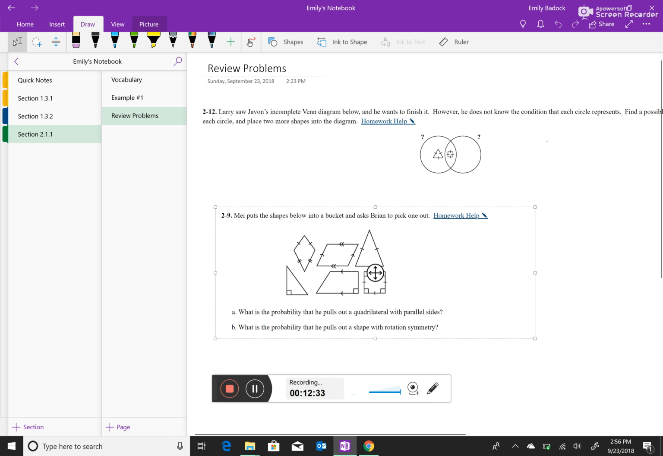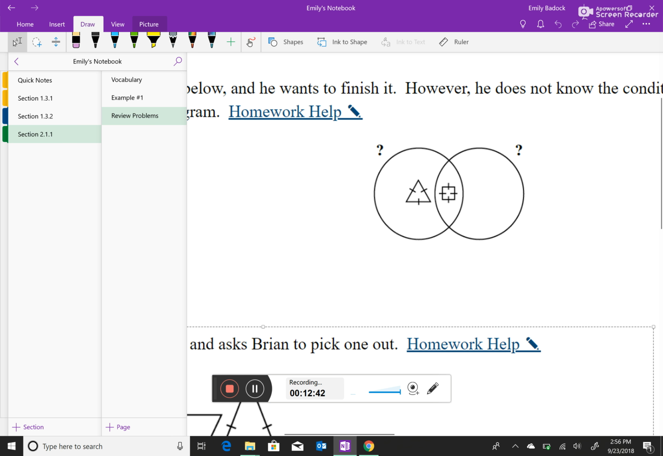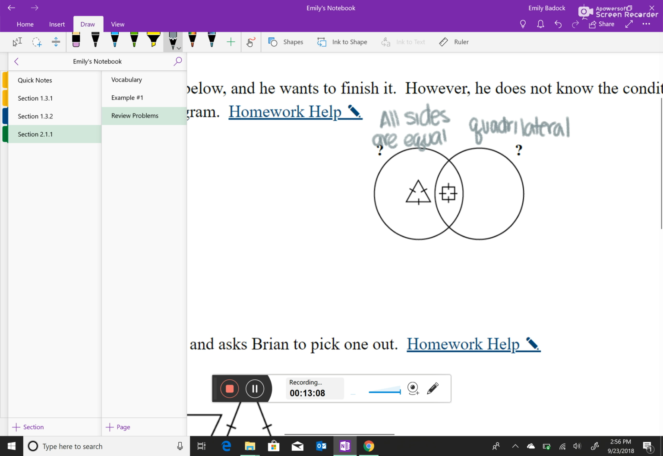So what I was thinking for this is that this side probably has to be that all sides are equal. Because that's what that square and that triangle have in common. So the square and the rectangle, they have that in common. But what is different from the square and the rectangle? And that would be that the square is a quadrilateral. So just making sure that we are all familiar with the definition of quadrilateral, that has four sides.